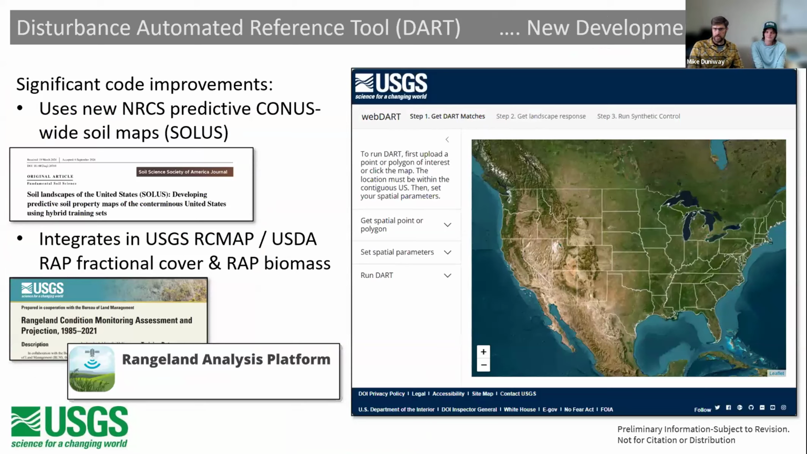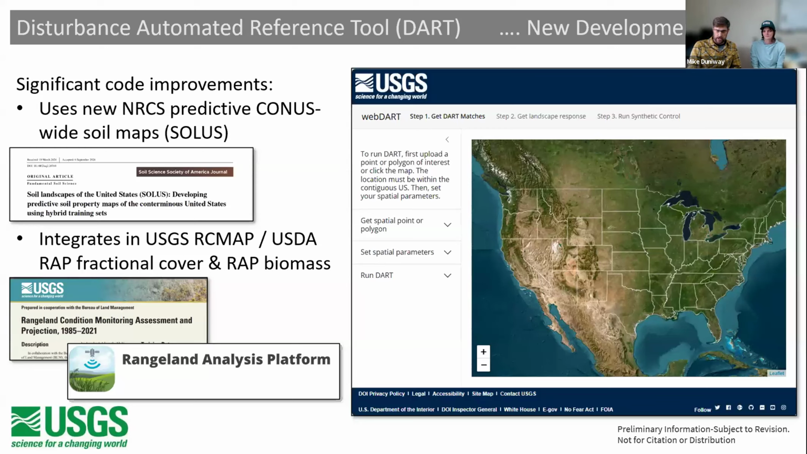Big improvements to our Disturbance Automated Reference Toolset, DART, code have been expanding the covariates to work across CONUS. Previously we had done a lot of soil mapping on the Colorado River Basin. We used those digital soil maps of the Colorado River Basin for the pixel matching. This new version of the code uses the soil maps from SOLAS, which are CONUS-wide 100-meter pixel resolution maps.